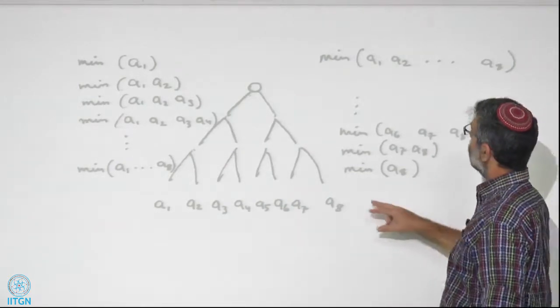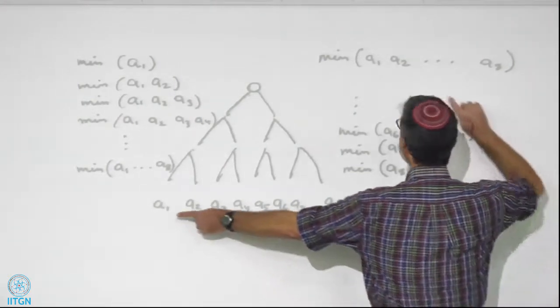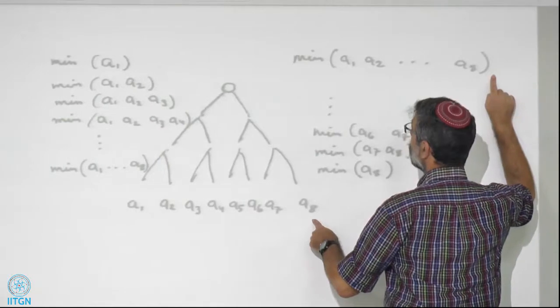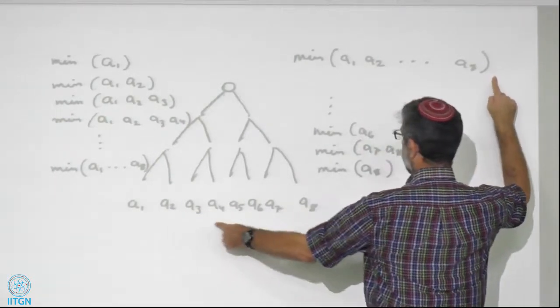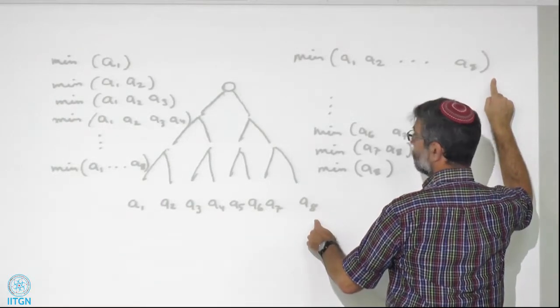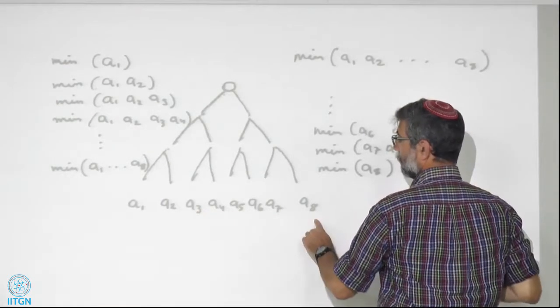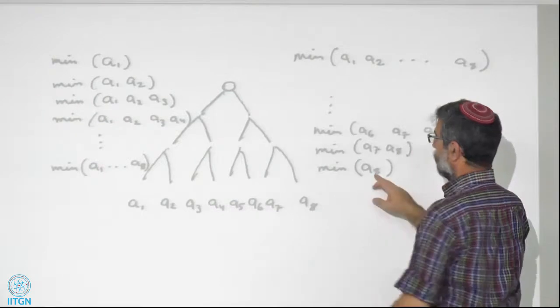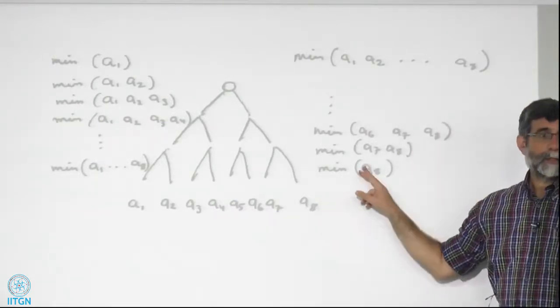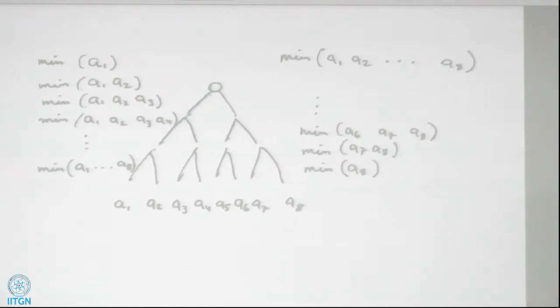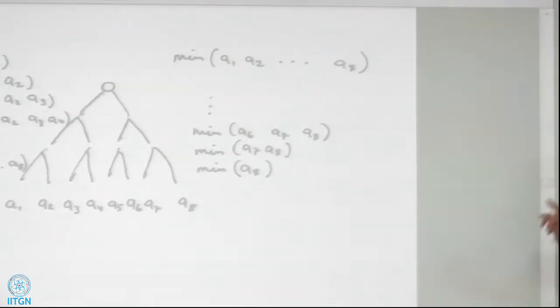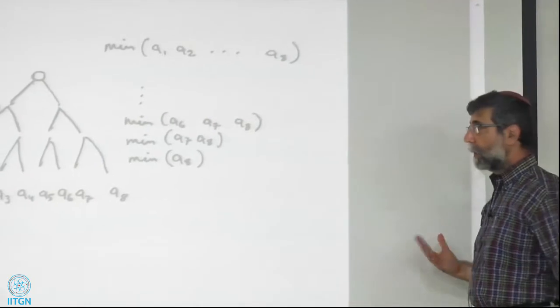On the other side, we're going to be considering the suffixes. So we have the entire suffix, and we're going to write the minimum of the entire suffix. Then we have the second suffix, we write the minimum of that. The third suffix, the minimum of that, etc., up to the minimum of the last suffix. So this is the information that we're going to write on every node of the tree. Now, why do we need this information?